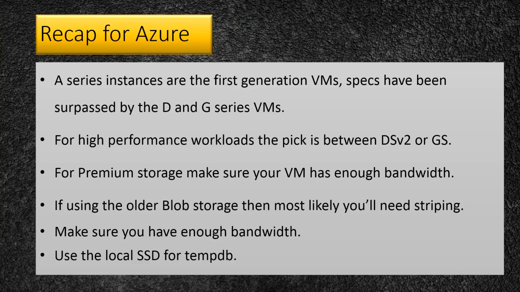Very similar analysis that I showed you guys for AWS. You can do the exact same analysis on Azure. Nothing changes from that front. Just compare the type of performance that you're currently getting to the documentation limits for the VM. If you are using older blob storage, unless you really use it for something that is very low SLA in terms of performance, you're most likely going to need striping to go over the lower limits of blob storage. And make sure you have enough bandwidth in general for the VM.